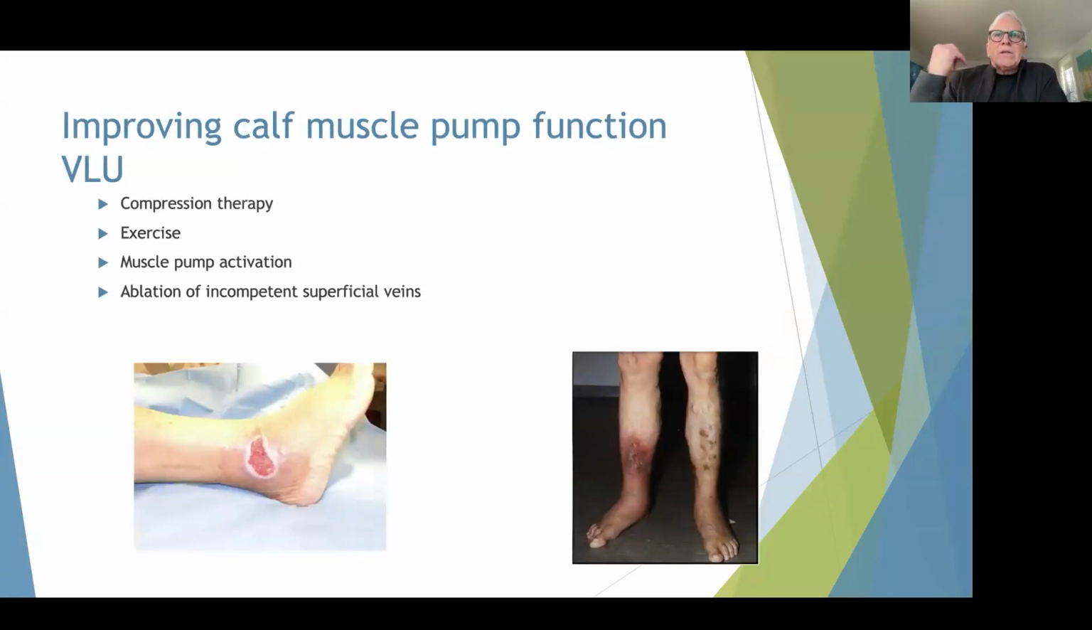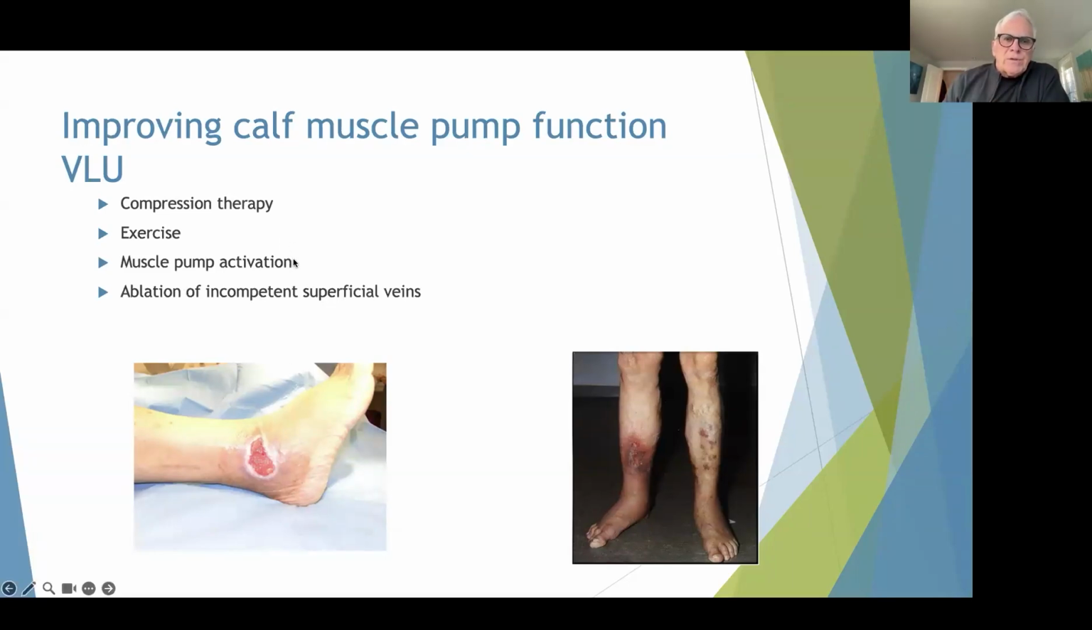So that's really the underlying problem with venous leg ulcers. So then the question is, how do we help to improve calf muscle pump function? And by doing that, how do we help venous leg ulcers to heal? So these are the options available to us. Compression therapy, I think you all know very well, and I'll touch on that in a minute. Exercise also has been shown to significantly help the calf muscle pump function.